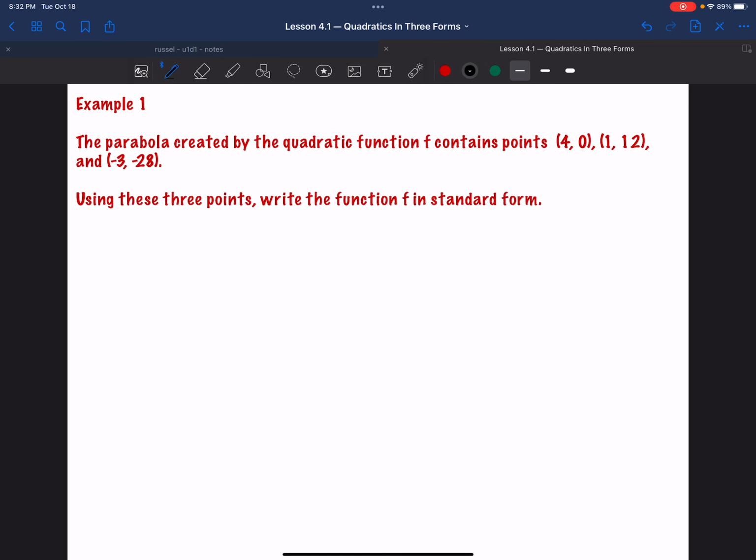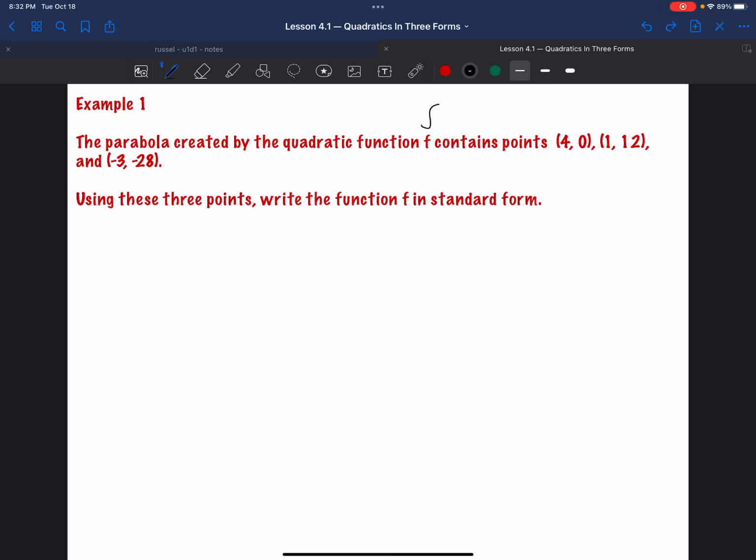We're going to start off with writing the function in standard form. This is going to be great. So I'll read the problem. It says the parabola created by the quadratic function f, it's like a curly f like this, contains the points (4, 0), (1, 12), and (-3, -28). Now the goal is, using these 3 points, write the function f in standard form.